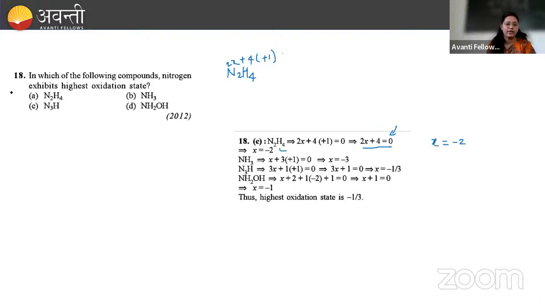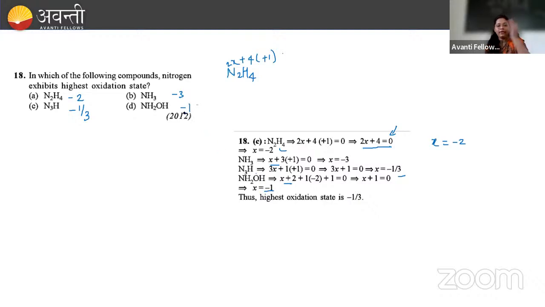ठीक है, N2H4 का कितना है ऑक्सीडेशन नंबर? -2. ऑक्सीडेशन स्टेट -2 है नाइट्रोजन का. NH3 में देखिए कितना है, x + 3, तो x = -3. Next, HN3 में कितनी है ऑक्सीडेशन स्टेट? -1/3. तो हियर वी आर गेटिंग -1/3. NH2OH में देखो कितनी है, x = -1.